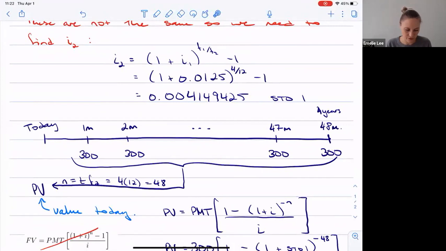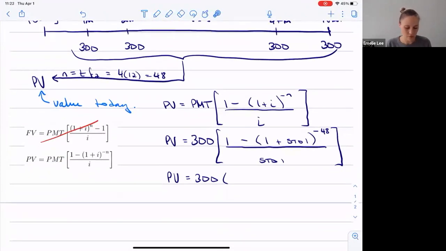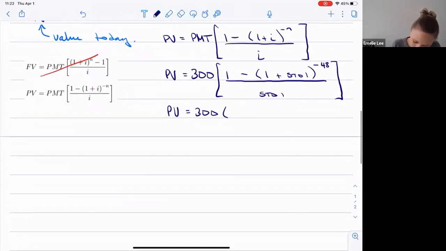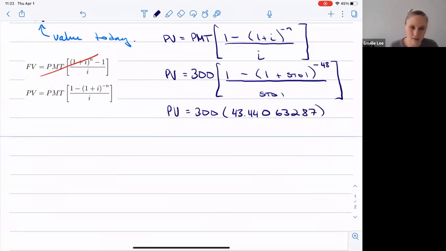So I need to first find I2. Minus 1. Okay. Plus 1 to the 48 negative. I'm getting there. Divided by, okay. 43.44, and I'm pretty sure that's what I got on the other calculator too. 063287. If you get something different, then let me know.